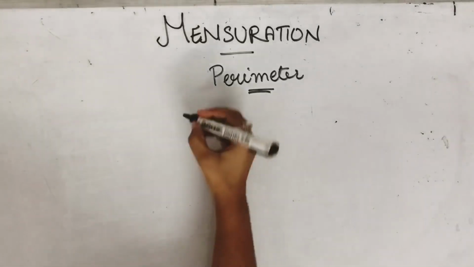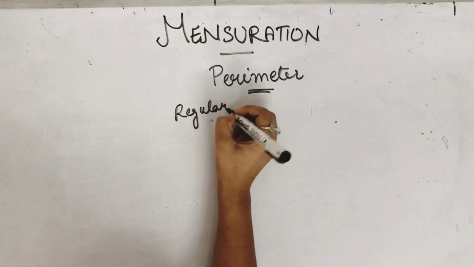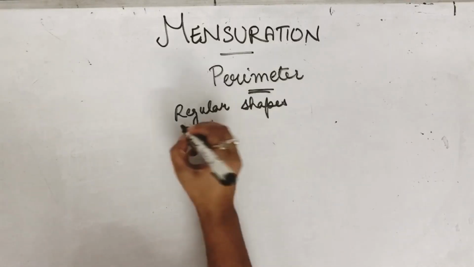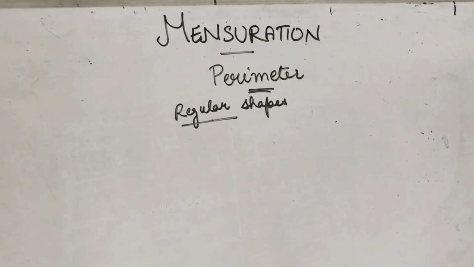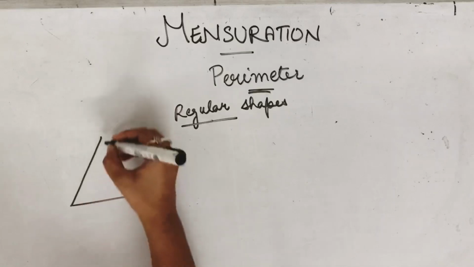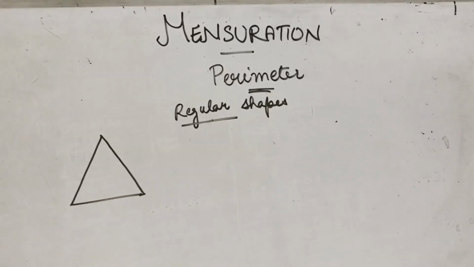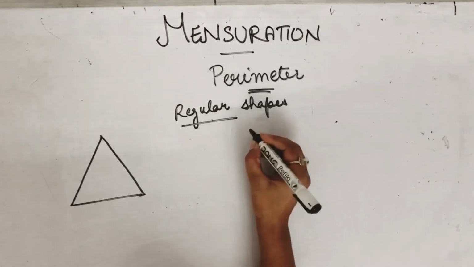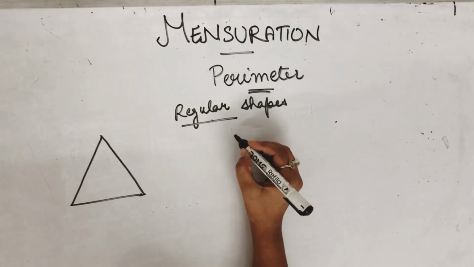Next is regular shapes. Now what do you mean by regular shapes? Regular shapes are those figures, are those shapes in which all the sides are equal. Like square, all the sides are equal, so it is a regular shape. Equilateral triangle. In equilateral triangle, all the three sides are equal, so it means that is a regular shape. So in that case, if we are talking about like regular pentagon, pentagon is figure having 5 sides. So in that case, all the 5 sides will be equal.